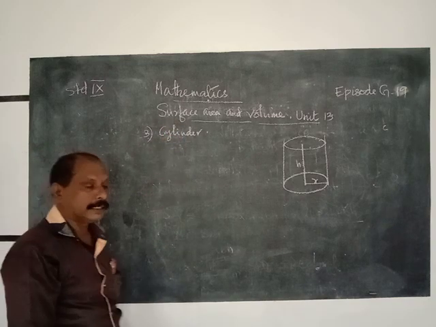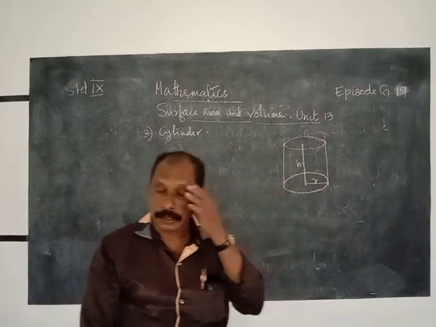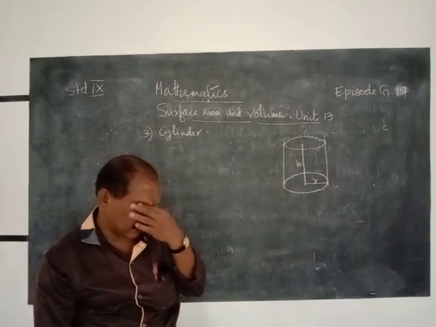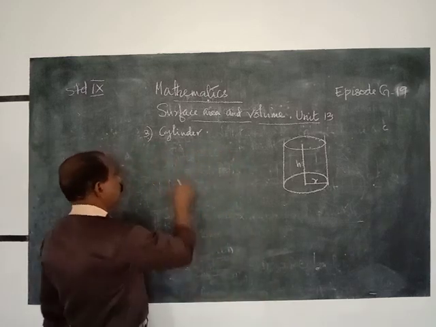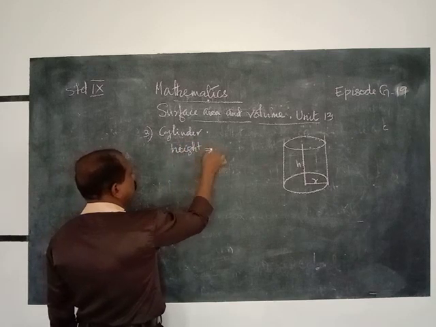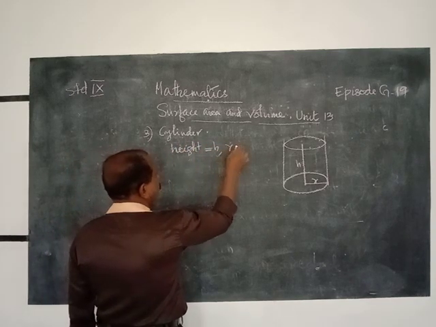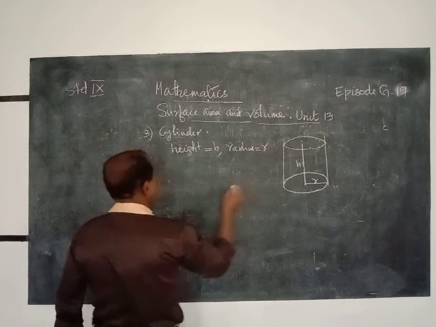That means the base is a circle, that is a cylinder. Then what's the area of a circle? It is pi r square. How many bases? 2 pi r square. Therefore, height is equal to h, radius is equal to r.